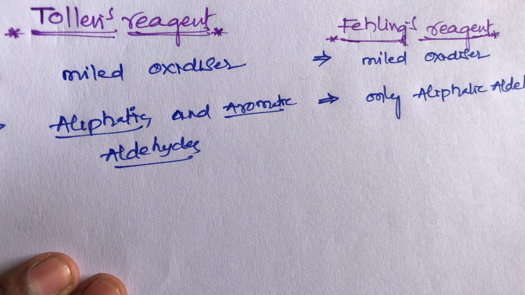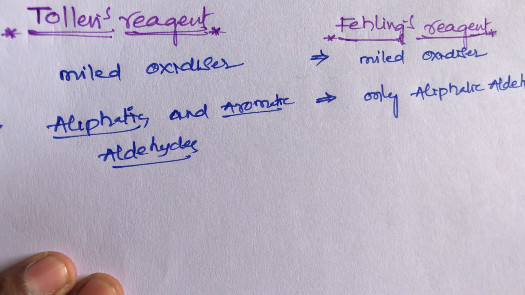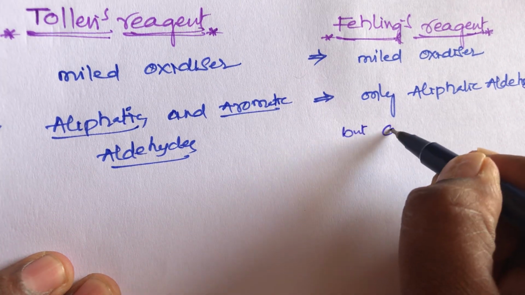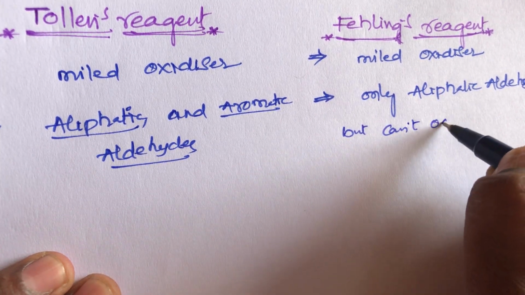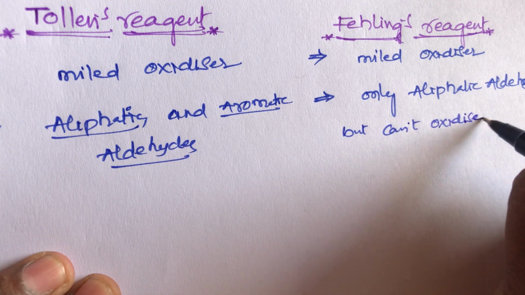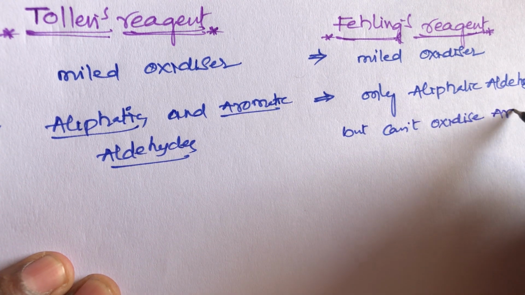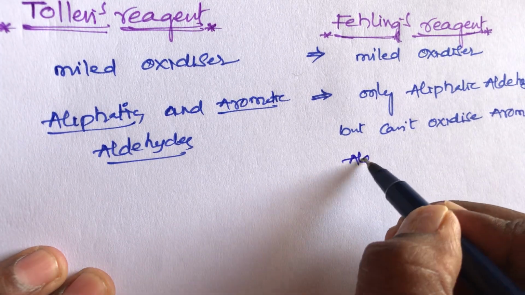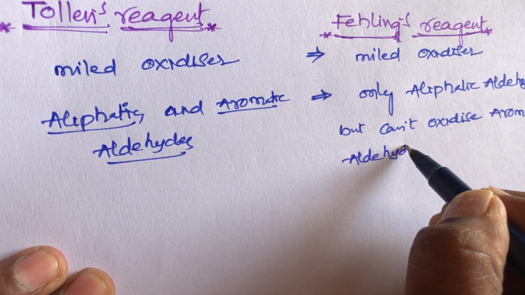Fehling's reagent can oxidize only aliphatic aldehydes, but cannot oxidize aromatic aldehydes. It is a very important point, students.